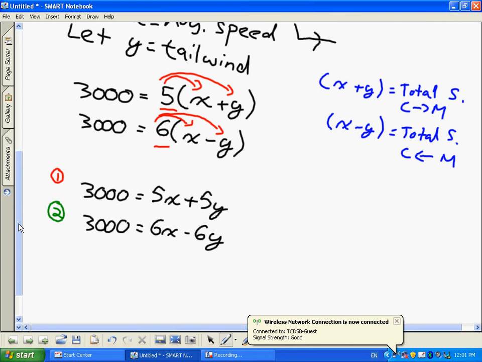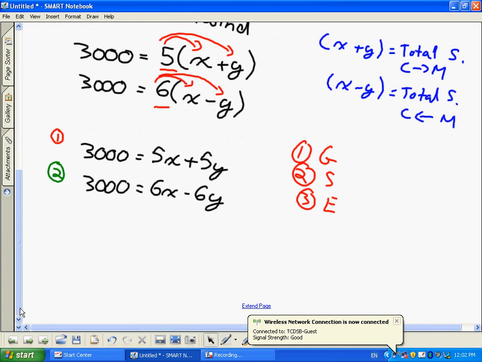There's 3 styles for solving them. I'm just going to use the letters this way so it's faster. We know we got G for graphing, S for substitution, and E for elimination. What would you guys like to use? Elimination? Yeah, I think that's a good idea. Let's use the elimination because we already did substitution.